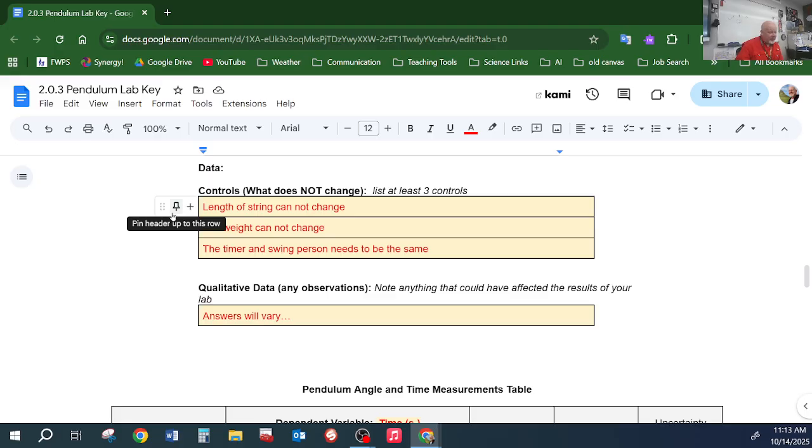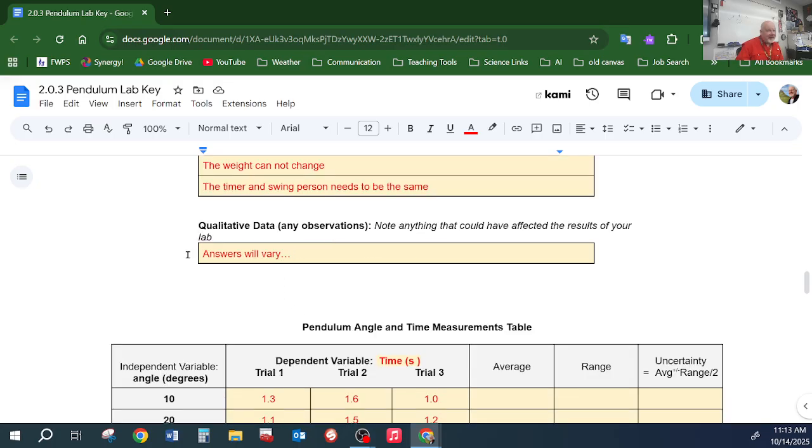Some of the controls are things that have to stay the same every time. This is why if you started one day, you'd have to restart it a completely different day, because things like the length of string can't change. The weight can't change. The person that's doing the timer and the person who's doing the swing can't change. And a whole bunch of the ring stands can't change. I mean, the temperature in the room is not really supposed to change. So there's a whole bunch of controls. The only thing that should be changing is the angle and the time it takes to swing.